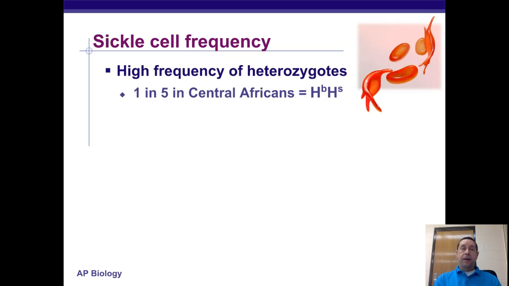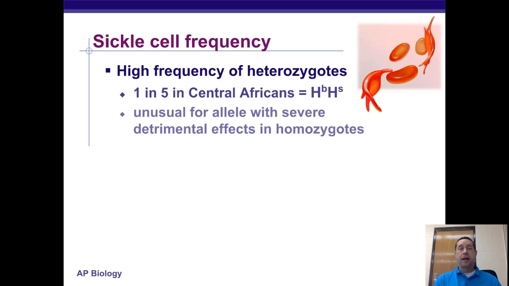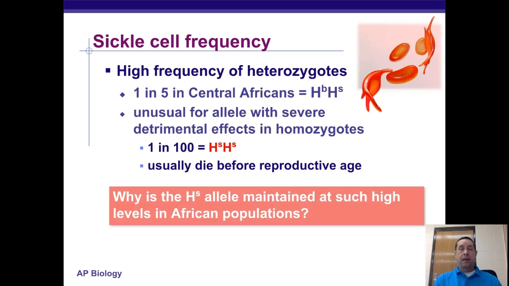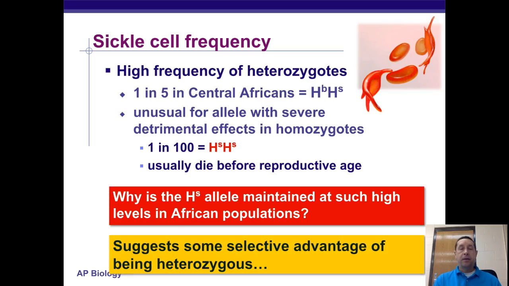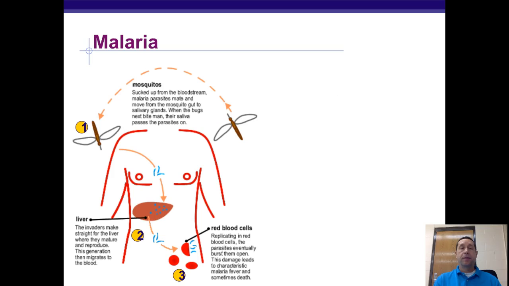So in Africa, actually Central Africa, about 1 in 5 individuals are heterozygous for sickle cell disease. It's pretty high. So why is the sickle cell gene maintained at such a high level? Well, it turns out that there's some kind of advantage to being heterozygous. There's what we call the heterozygote advantage.